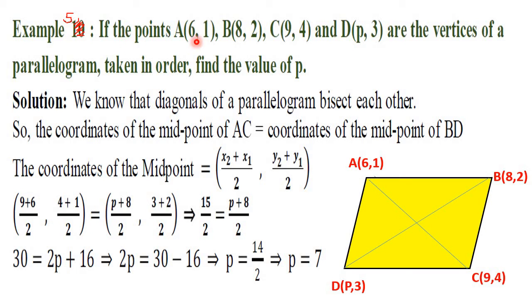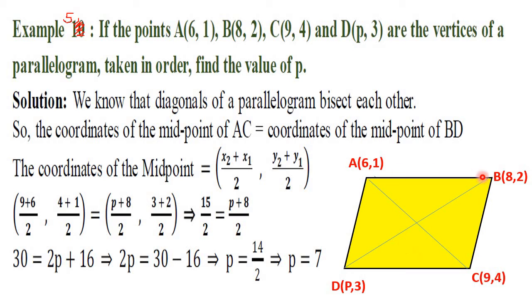If the points A(6, 1), B(8, 2), C(9, 4) and D(p, 3) are the vertices of a parallelogram taken in order, find the value of p. Here a parallelogram is given. So already we know that in a parallelogram opposite sides are equal and parallel, and the diagonals are not equal, but the diagonals intersect each other.